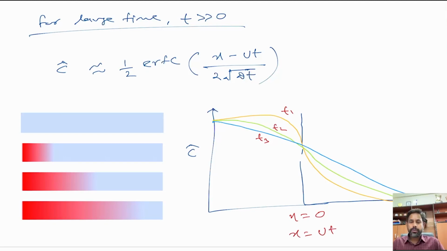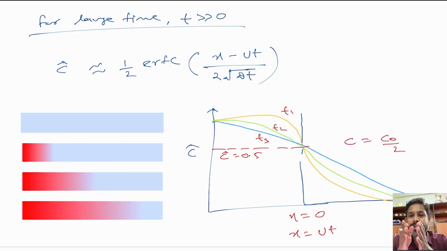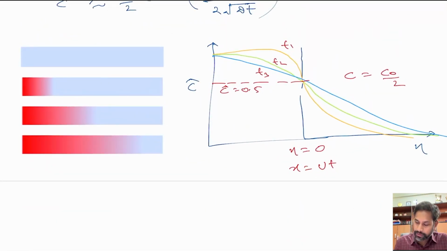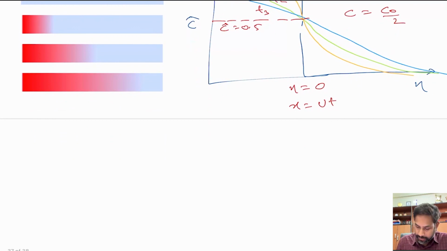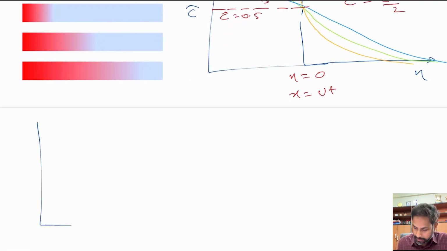So at eta equal to 0, your concentration is 0.5. So here you can say this is C hat equal to 0.5, or in other words, your C is equal to C naught by 2. All right, so you can see how with increasing time the concentration distribution is spreading or is getting widened and widened. Okay, and if you want to do it without changing the frame of reference, it will actually look something like this.